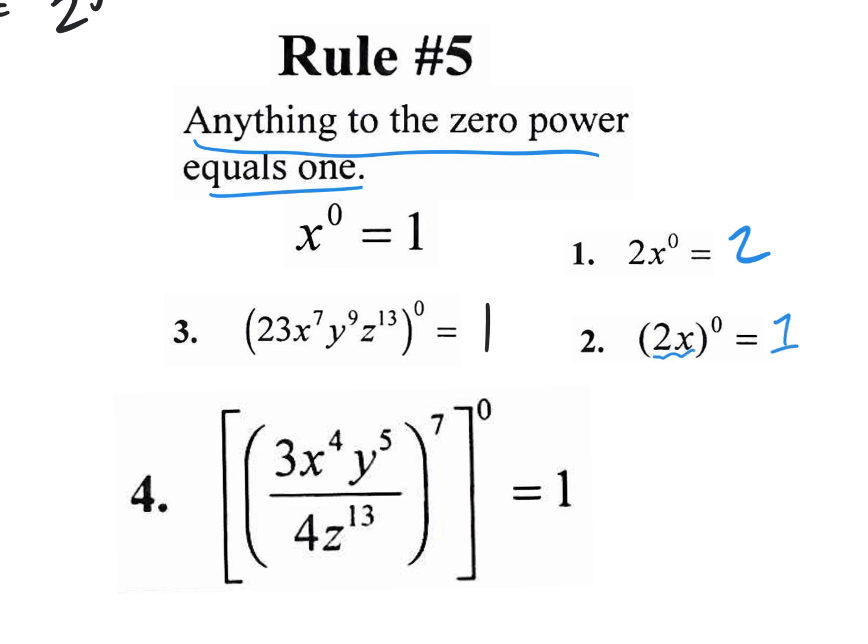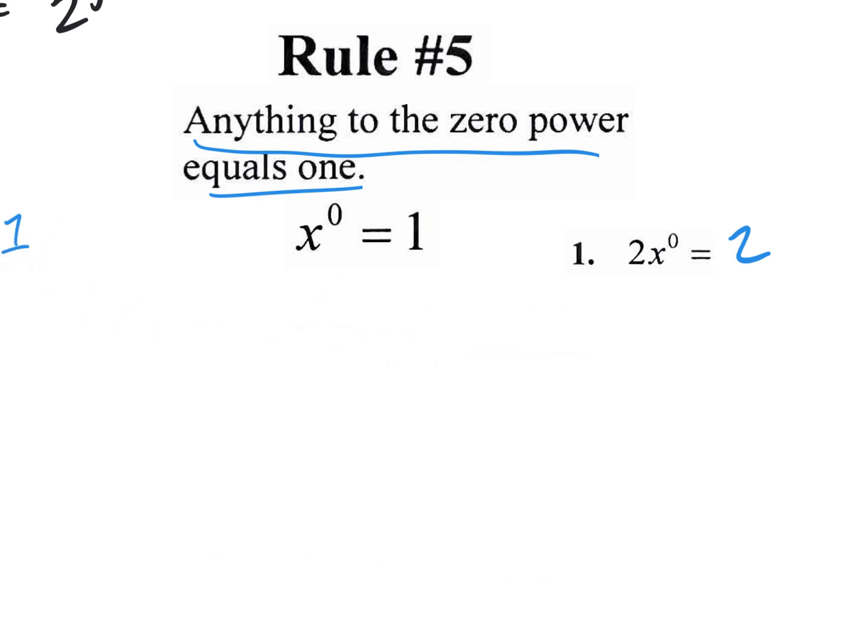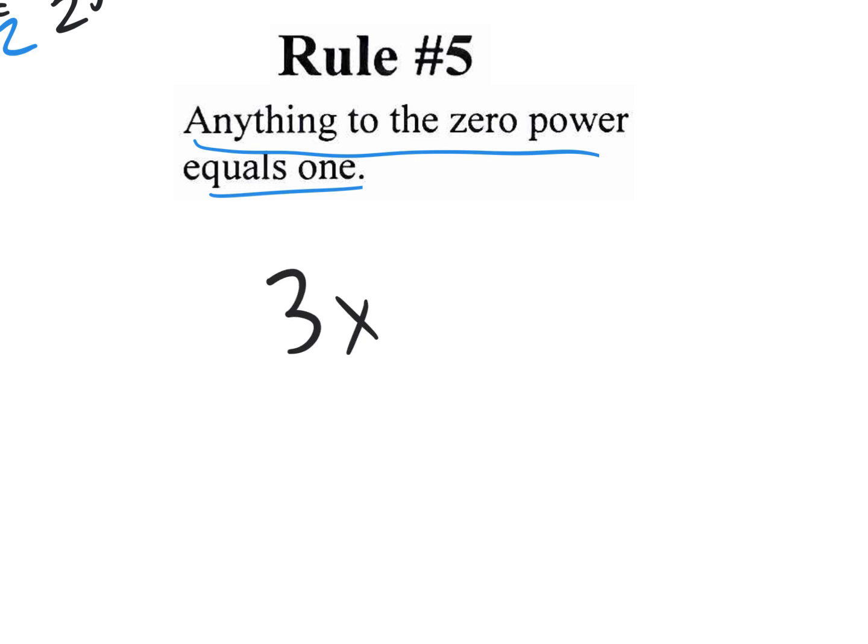Okay. How about, what if, get this out of the way. What about this guy? Everybody copy this one down. 3x to the 0, y to the 5th, z to the 0. What's that going to equal?